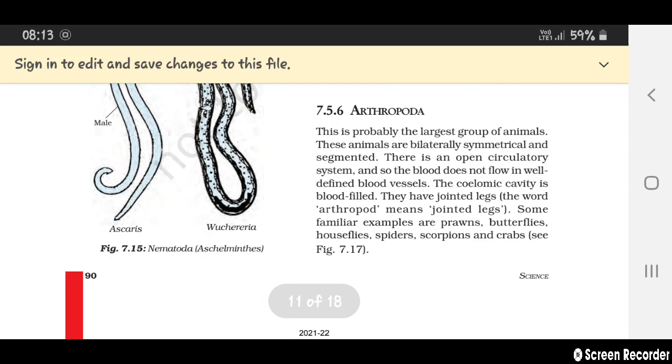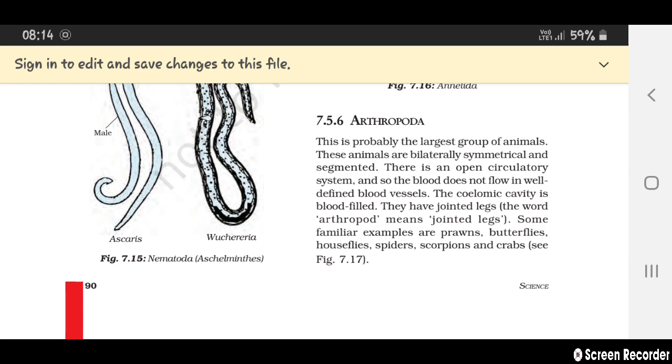Next is Arthropoda. This is probably the largest group of animals. These animals are bilaterally symmetrical and segmented. There is an open circulatory system, so the blood does not flow in well-defined blood vessels, and the coelomic cavity is blood filled. They have jointed legs. The word arthropod means jointed legs.